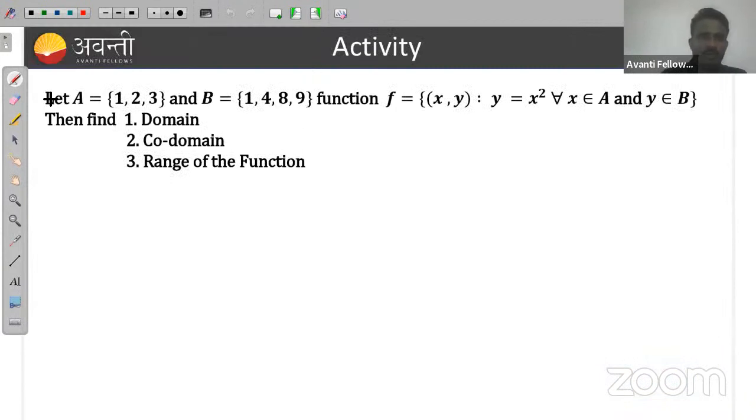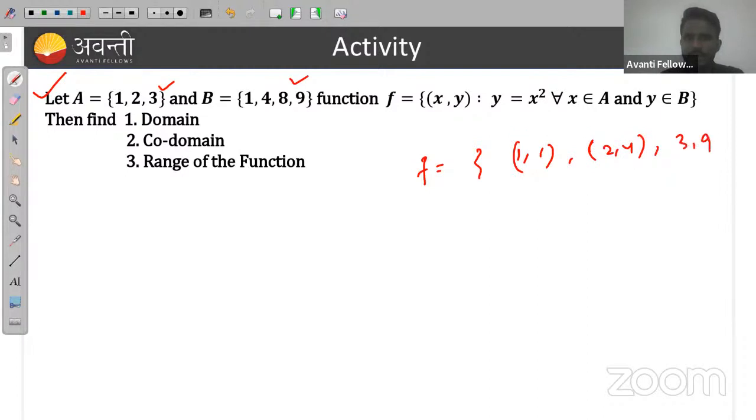So now we'll find the range, domain, and codomain of the function. This is the domain. The function is A to B. This is the codomain. The function is defined by y is equal to x squared. Clearly from this, you can write the function f directly in ordered pair form. One's image will be 1, 2's image will be 4, and 3's image will be 9.